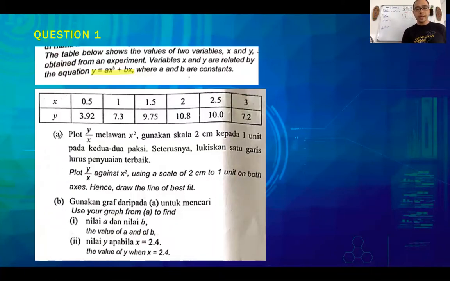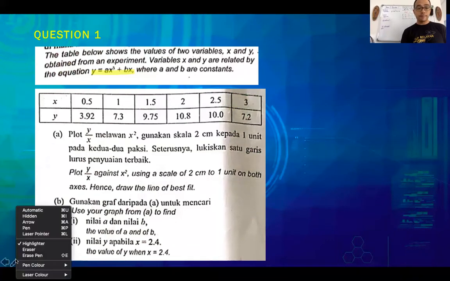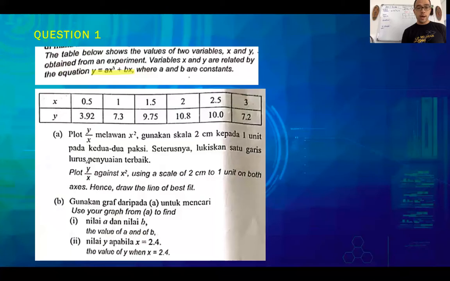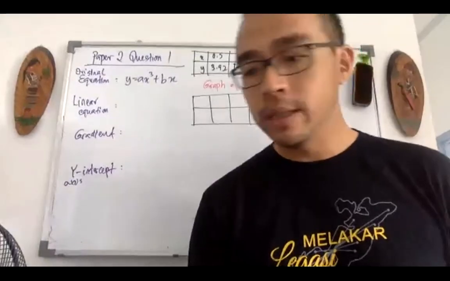All right, look at the graph that they're asking us to plot. The graph that they're asking us to plot is y over x against x squared. The jadual diorang bagi kita is just x and y. So take a look at this. First of all, we have y equals ax cubed plus bx, which is the original equation. But the graph they asked us to plot is y over x against x squared. So let's put all the information over here.